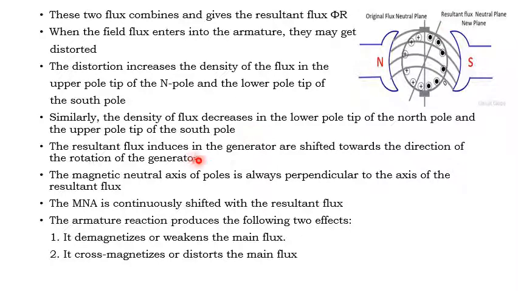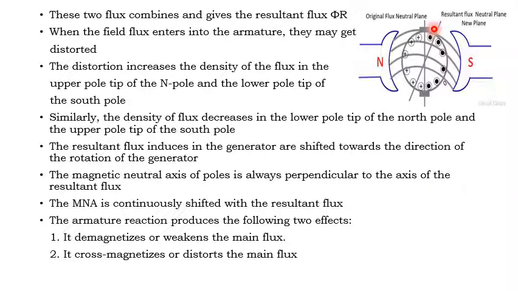Now the resultant flux induced in the generator is shifted towards the direction of rotation of the generator. The magnetic neutral axis of the poles is always perpendicular to the axis of the resultant flux. Here you just remember this one more point. The axis of the resultant flux is considered here.